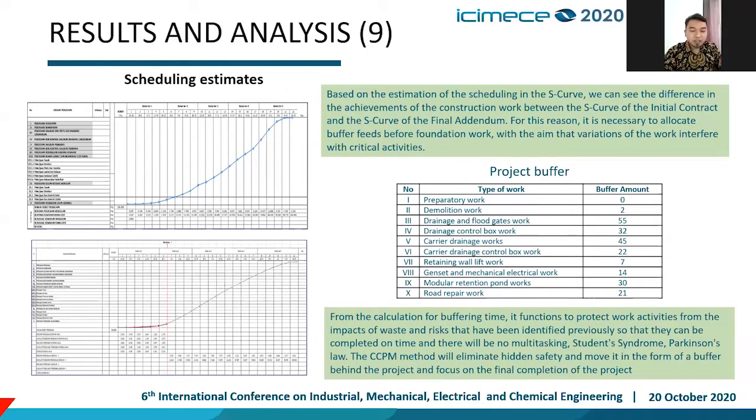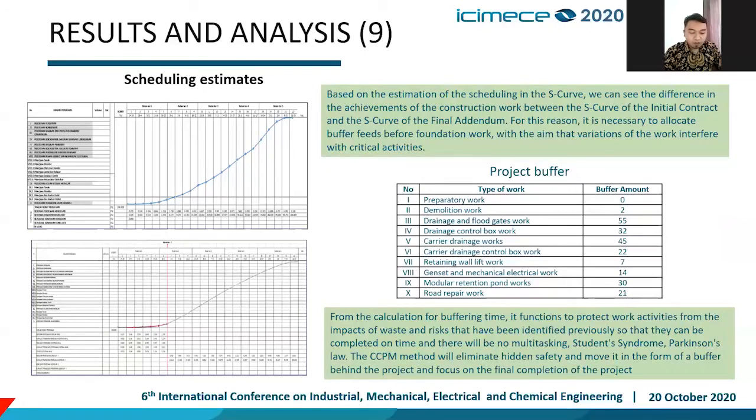Based on the estimating of scheduling in the S-curve, we can see the difference in achievement of the construction work between the S-curve of the initial contract and the S-curve for the final addendum. For that reason, it is necessary to allocate buffer before foundation work, with the aim that the variation of the work does not interfere with critical activities. This is the table for the project buffer.